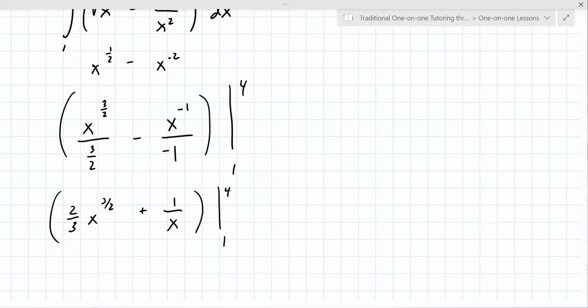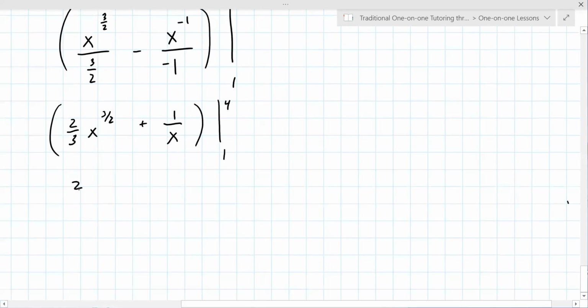Okay, so that's 2/3 times 4 to the 3/2 plus 1 over 4, minus 2/3. Well, that just becomes 2/3 plus 1, basically. So it's 2/3 times 4 to the 3/2 power plus 1/4, minus 2/3 plus 1.